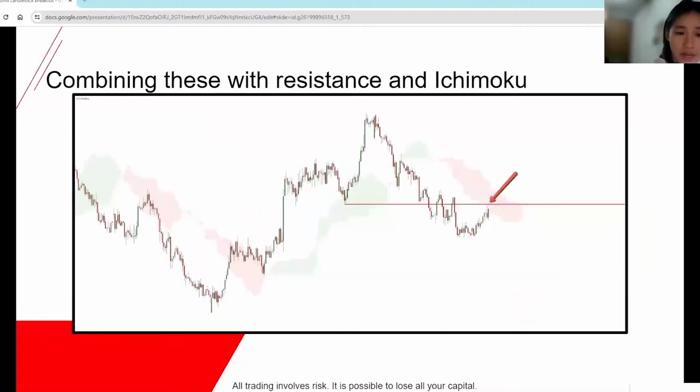And of course, next is combining these with resistance and Ichimoku as well.